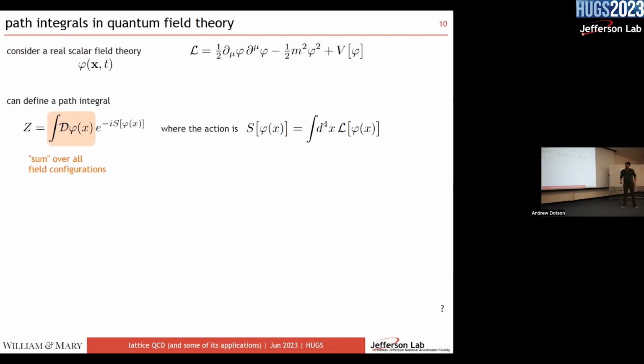So as I just said, the way to make this into a quantum field theory is to sum over all field configurations. A configuration is just all the possible values that this can take at every point in space and time. Pick one, that's one configuration. Pick another, that's another configuration. Obviously, there are an infinite number. And weight by this factor where the action is just the integral of the Lagrangian density.